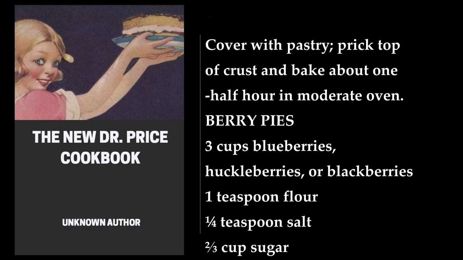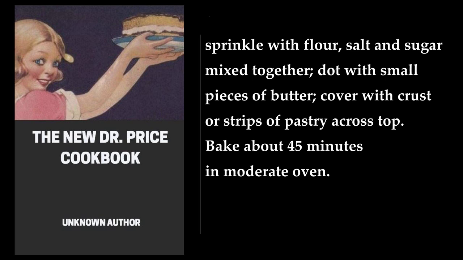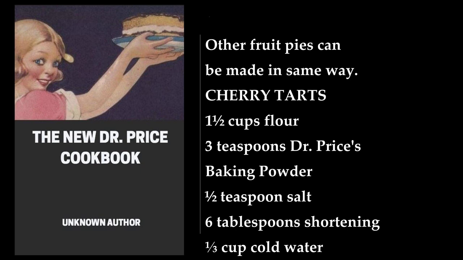Berry pies. 3 cups blueberries, huckleberries, or blackberries. 1 teaspoon flour. 1/4 teaspoon salt. 2/3 cup sugar. 1 teaspoon butter. Line pie plate with plain pastry, fill heaping with berries. Sprinkle with flour, salt and sugar mixed together, dot with small pieces of butter, cover with crust or strips of pastry across top. Bake about 45 minutes in moderate oven. Other fruit pies can be made in same way.